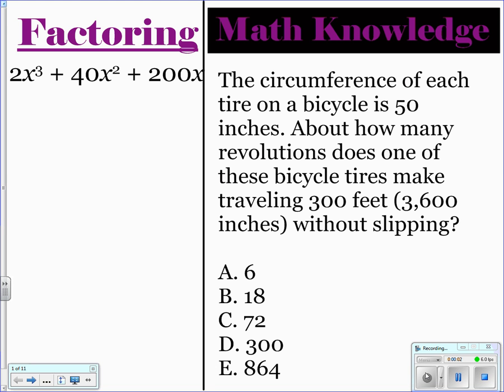So y'all go ahead and do the factoring to the math knowledge question, pause the video, and then once everyone is finished, you can unpause the video, and I'll go over the correct answers.